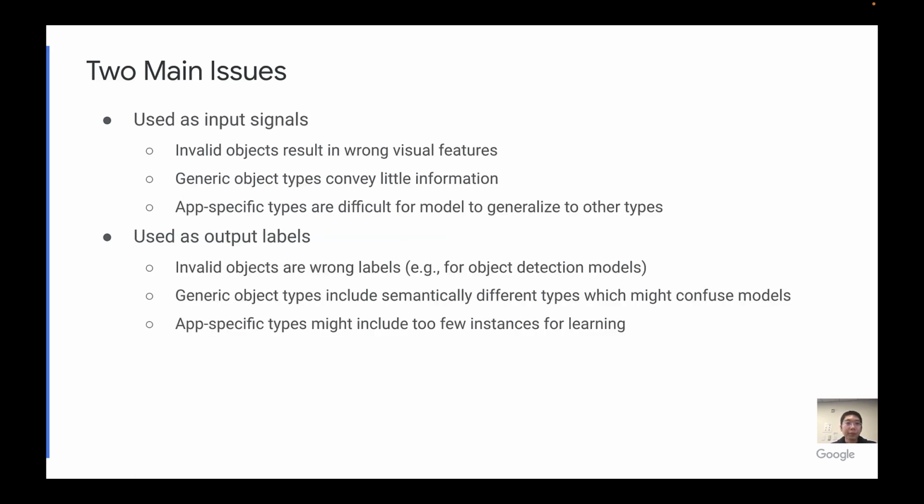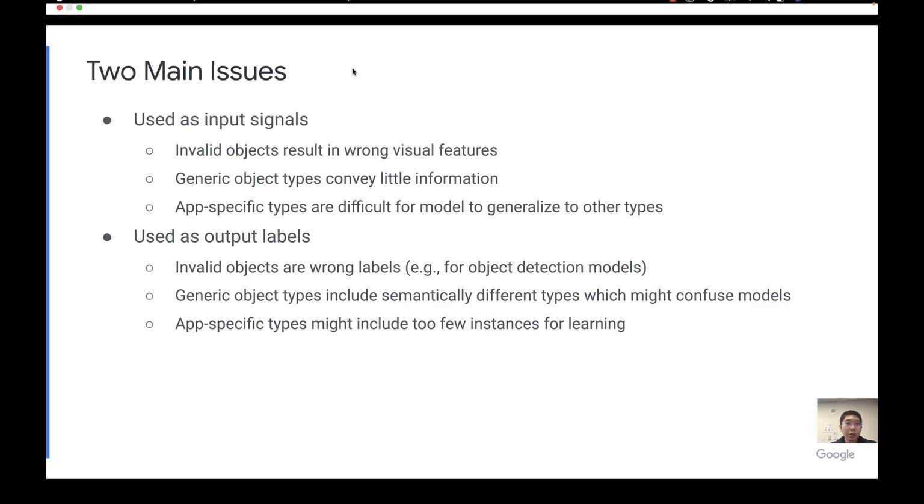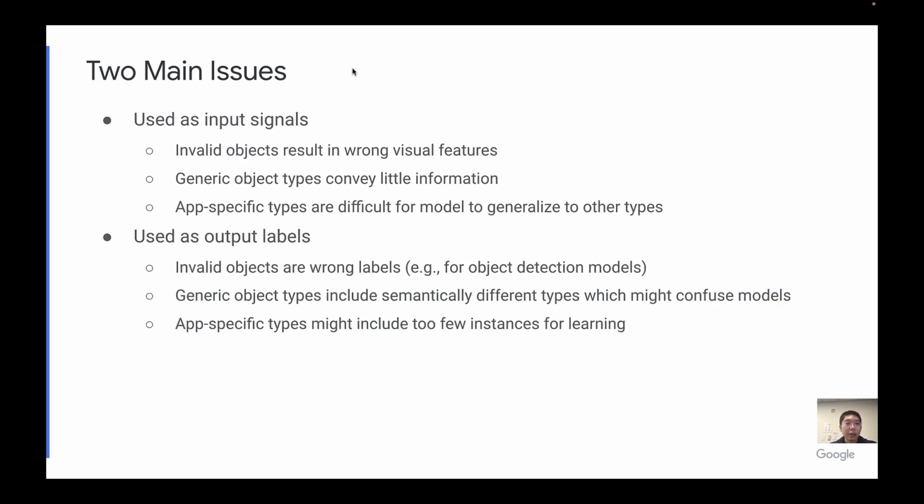These two issues will cause problems when the UI layouts are used as input signals or output labels. For example, when used as input signals, the invalid objects result in wrong visual features because their bounding boxes are wrong. When used as output labels, the invalid objects will be wrong labels to object detection models. The generic object types might include semantically different types, which might confuse the models.